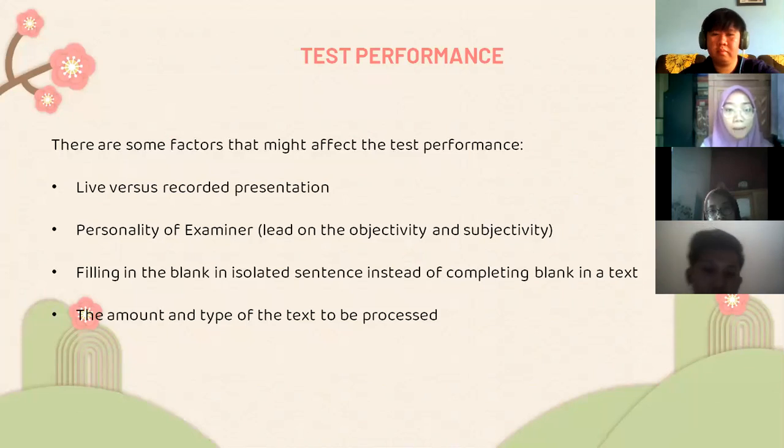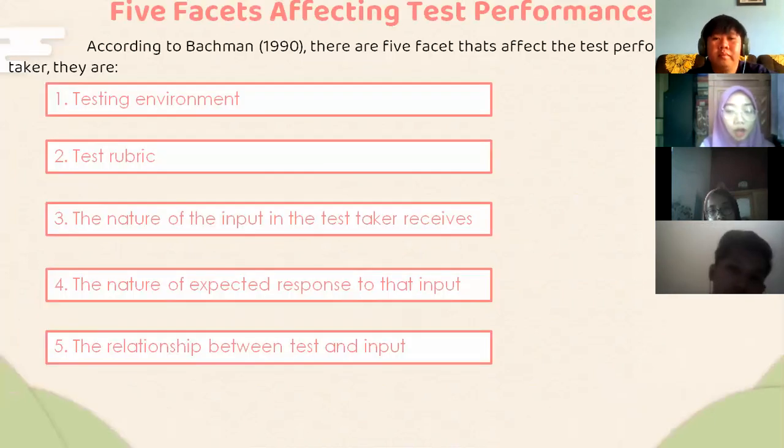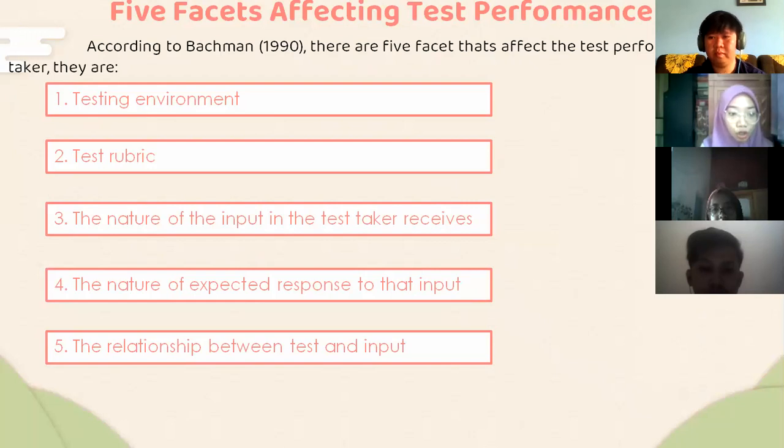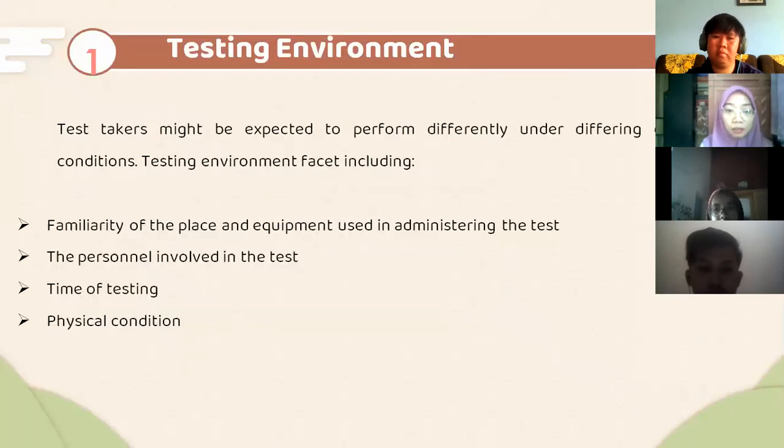Next slide, please. Okay, so in this method, commonly there are 5 facets or aspects that affect the test performance. According to Bachman in 1990, there are 5 facets that affect the test performance of test takers, which include first, testing environment, second, test rubric, third, the nature of the input the test taker receives, and the fourth, the nature of the expected response to that input. The last is the relationship between input and response. Next slide, please, Bang Adit.